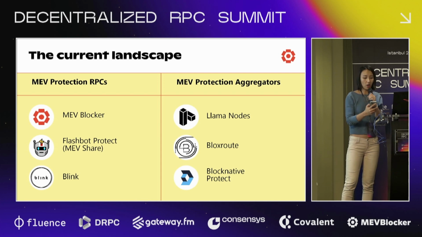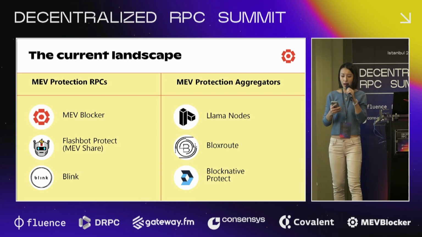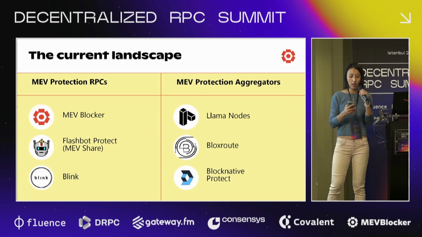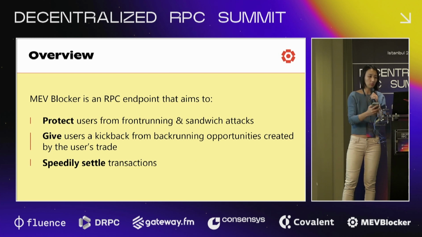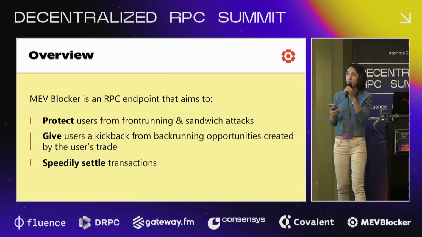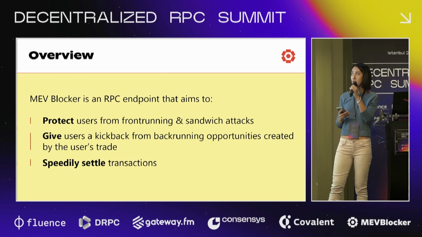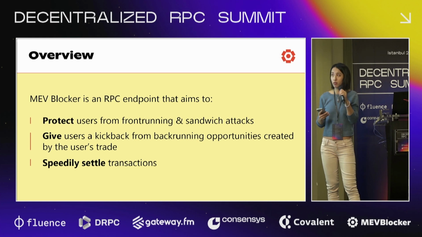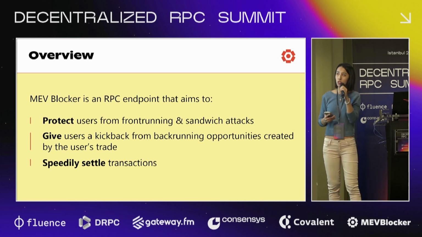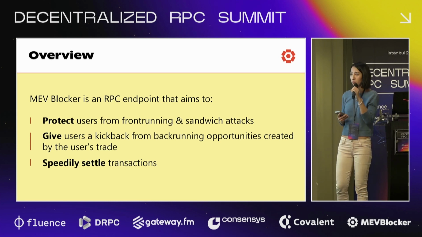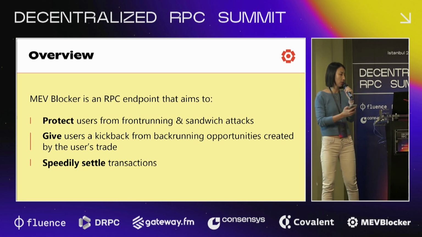Today we're focusing on the details of how MEV Blocker is designed and built to make it the ultimate MEV protection RPC. Let me give you an overview. MEV Blocker is an RPC endpoint that aims to protect users from front-running and sandwiching attacks, the harmful ones, and then give users a kickback from back-running opportunities created by the user's trade, the harmless one, and speedily settles the transactions.